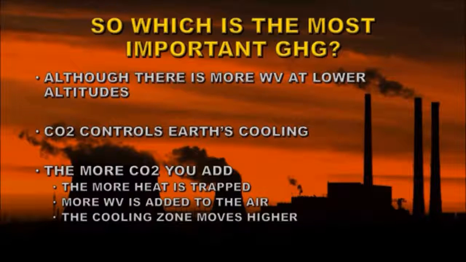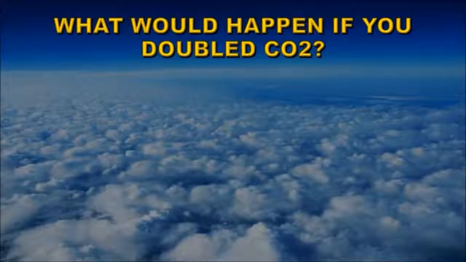So which is the most important greenhouse gas? Although there is more water vapor at lower altitudes, carbon dioxide controls the Earth's cooling at higher altitudes. So the more carbon dioxide you add, the more heat is trapped, the more water vapor is added to the air, so there's more steps in the random walk to try to get those IR photons out of our atmosphere. And also the cooling zone moves higher, and so it takes longer to get rid of that heat. So overall, that's the heating effect.